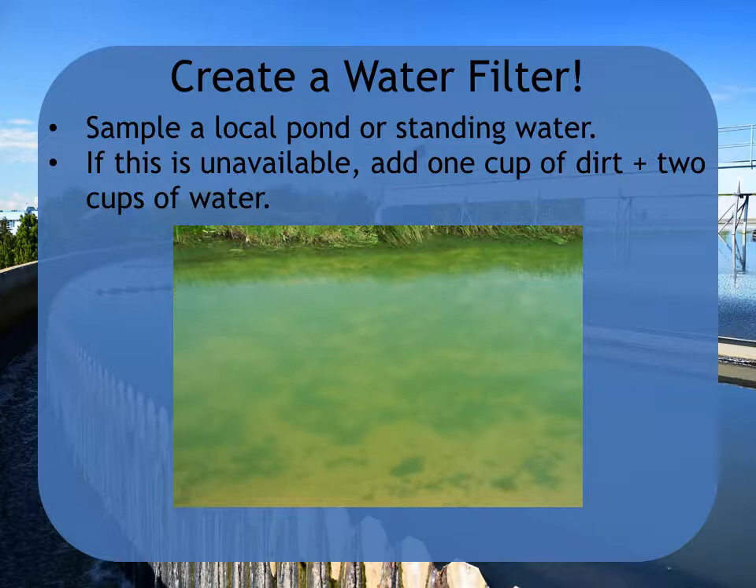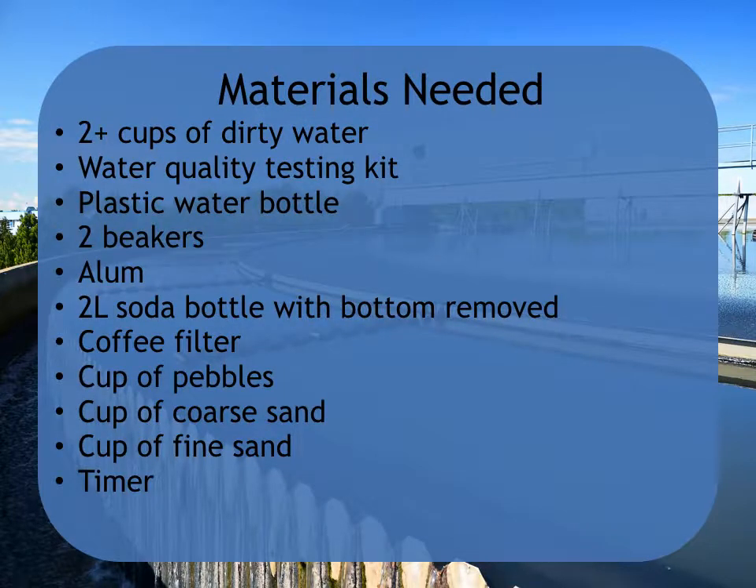Time to demonstrate filtration on your own. Start by getting a 2-liter sample from a local pond or another source of standing water. If this is not available to you, add 1 cup of dirt to 2 cups of water and mix until the water is no longer clear. The following list is the materials you will need for this project.